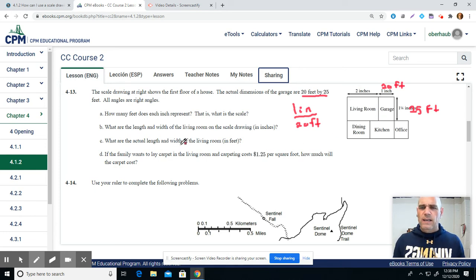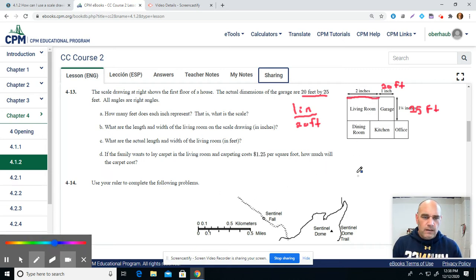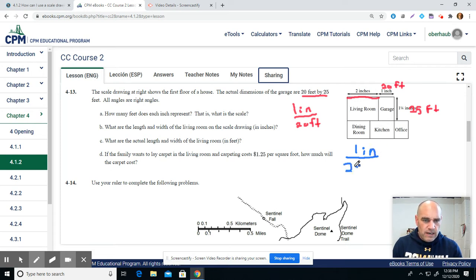What is the actual length and width of the living room? All right, so let's do this first. We're going to do this piece right here. So the way that I would go about this if I were you is I always like to write down my true statement first. So I know from our scale, my true statement is every 1 inch on our drawing is going to be 20 feet in real life. All right, and that's just my true statement from right here.